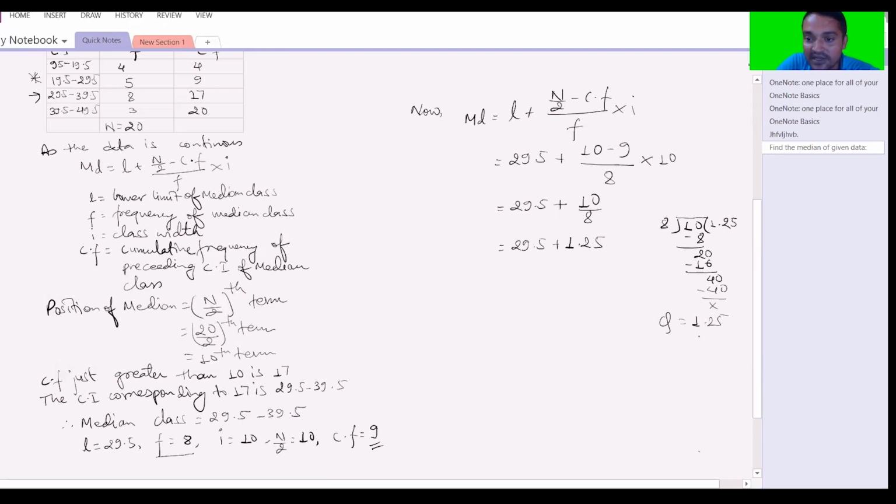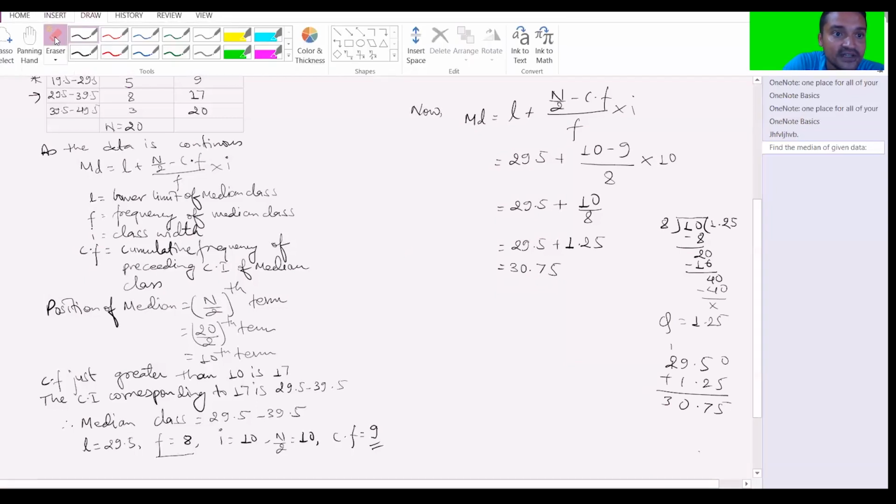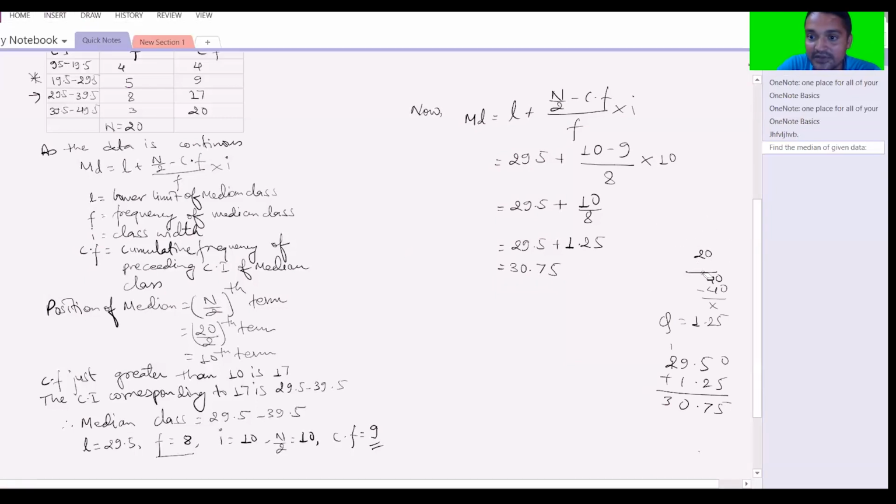Now, if we add 29.5 with 1.25, put 0 over here. 0 plus 5 is 5. 5 plus 2 is 7. 9 plus 1 is 10. 2 plus 1 is 3. It is 30.75. Okay, this rough work is not needed. Let's erase this part.